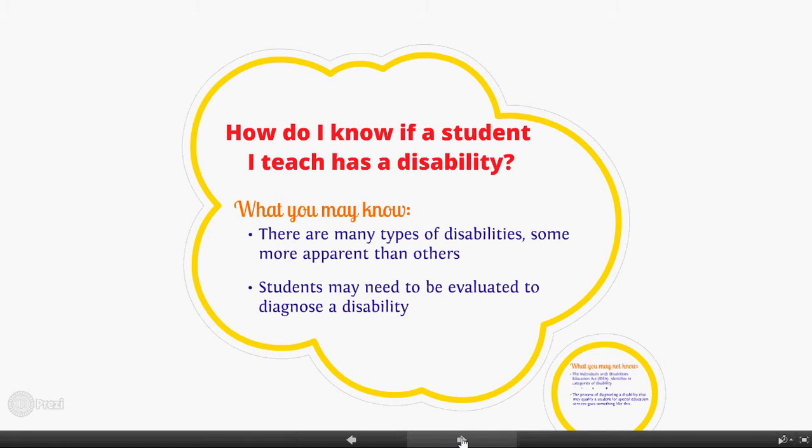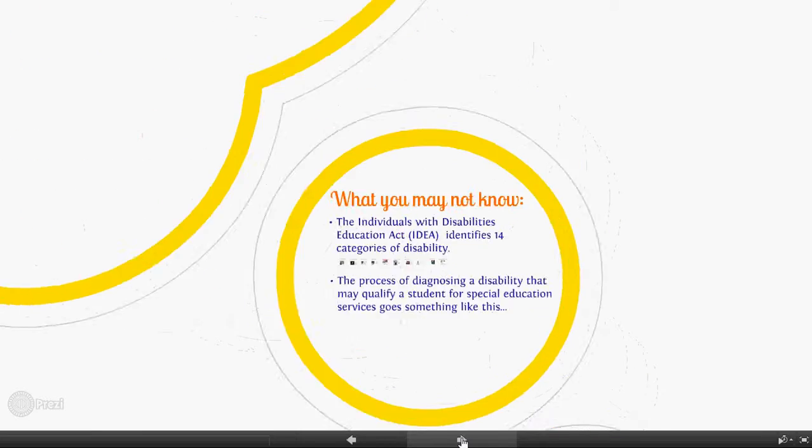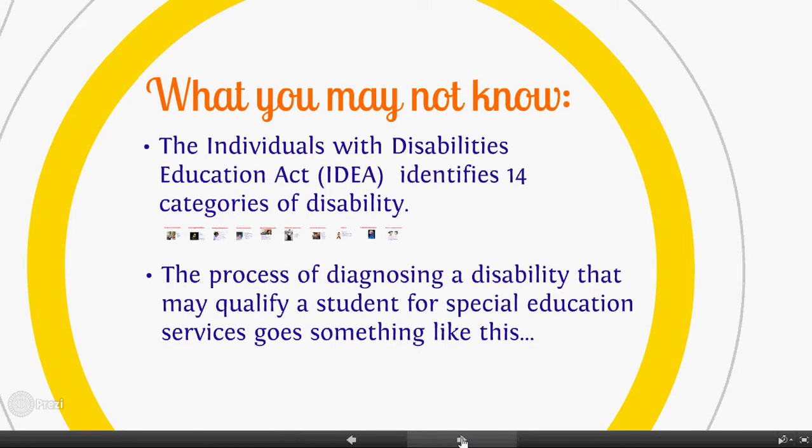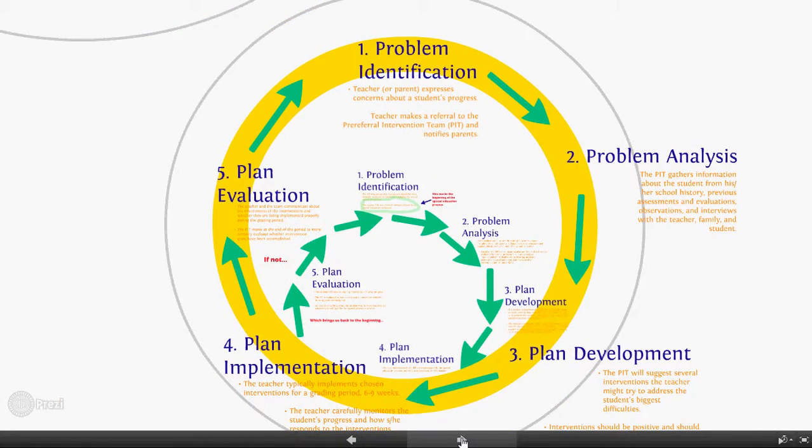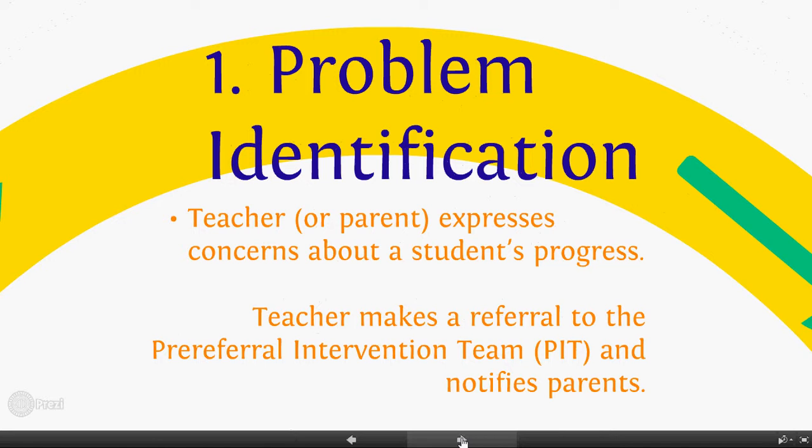How do I know if a student I teach has a disability? Students may need to be evaluated to diagnose a disability. The process of diagnosing a disability that may qualify a student for special education services goes something like this. Problem identification. Teacher expresses concerns about the student's progress.